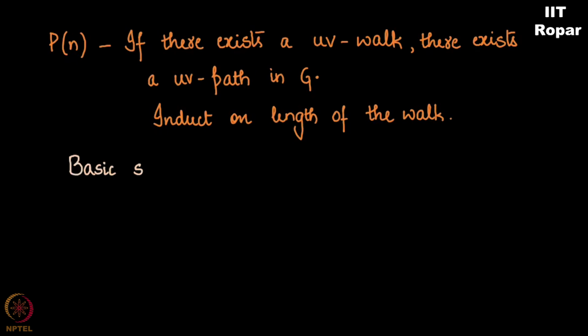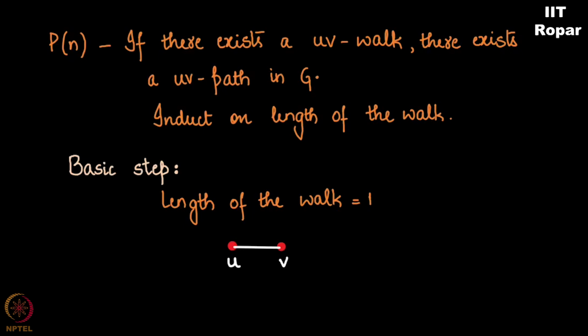So what will be the basic step? Basic step will be length as 1, that is, the length of the walk is 1 unit. What does it mean? If length is 1, it means that there is one edge, only one edge in the walk. So it goes like this. So we start from U, one edge, V. Now this is a path. This is a walk and as well a path. This is the basic step, and hence in the basic step we see that it is true.